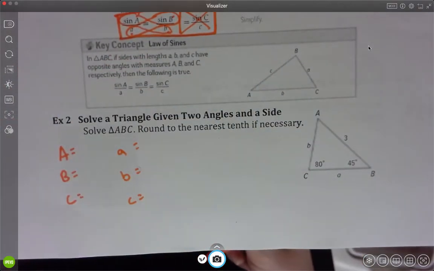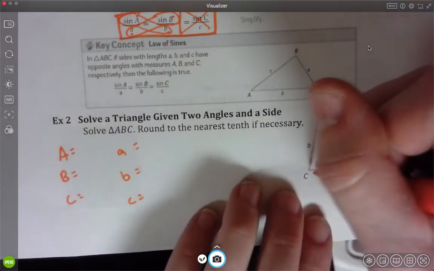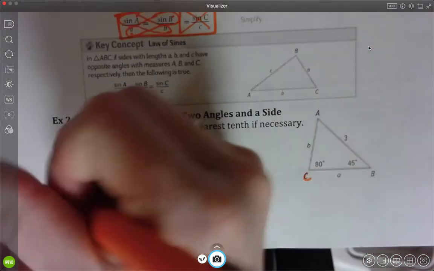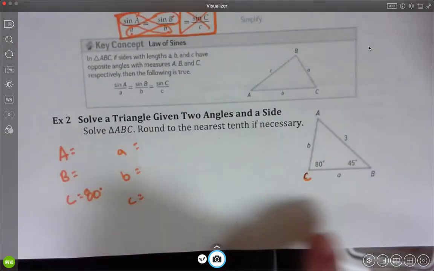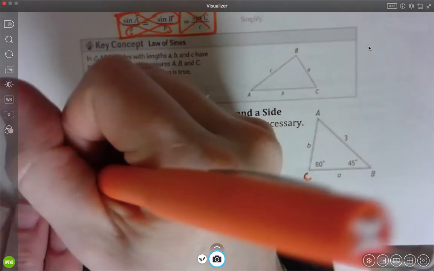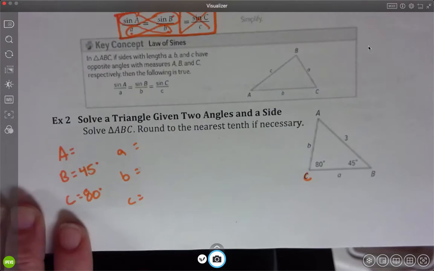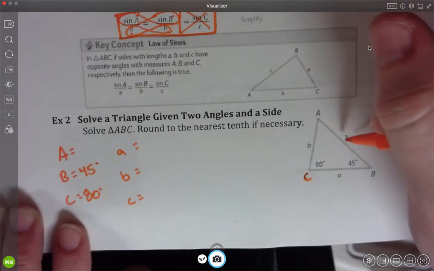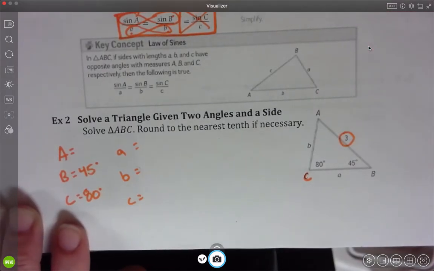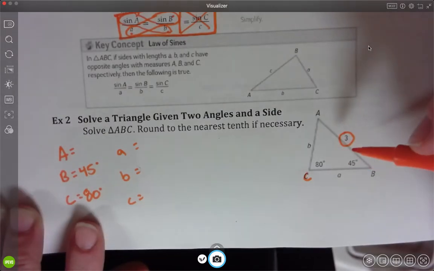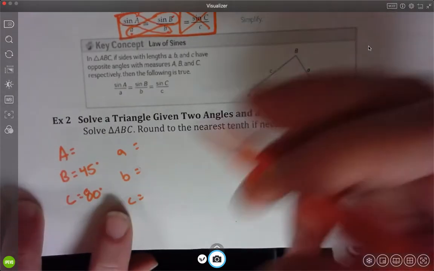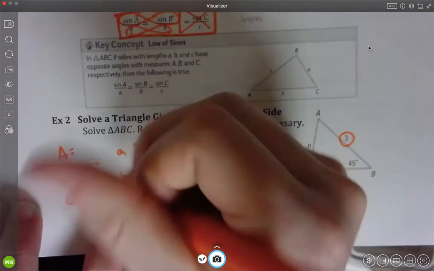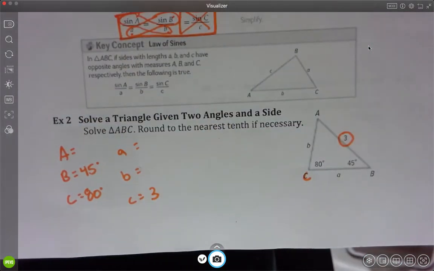And I know some of these already. Like I know angle C is 80 degrees, so I'm going to put that here. I know angle B is 45 degrees. And I know this guy is 3. Is that going to be little a, little b, little c? That's what I have to decide. Since he's opposite angle C, that's going to be little c, so that's going to be 3 there.